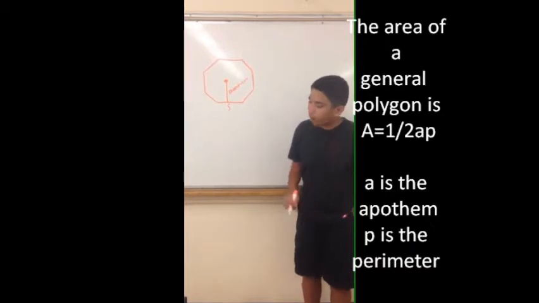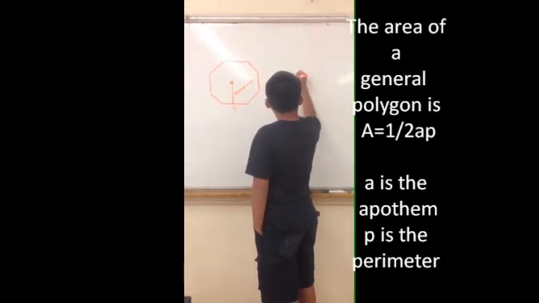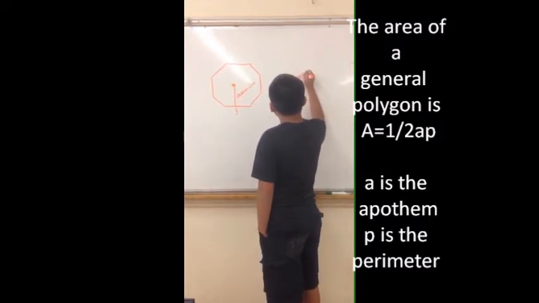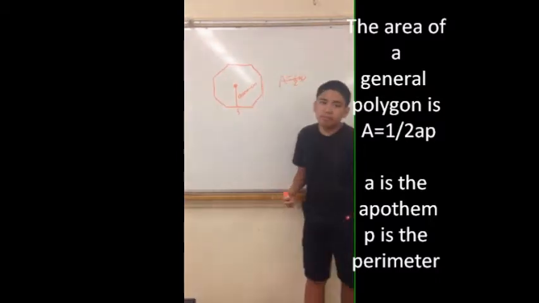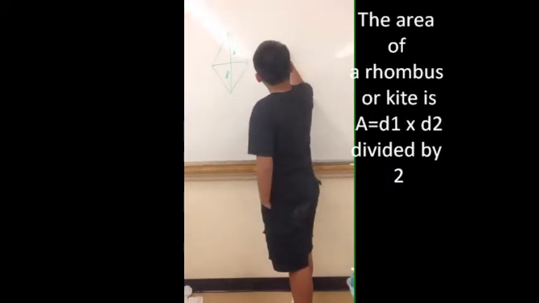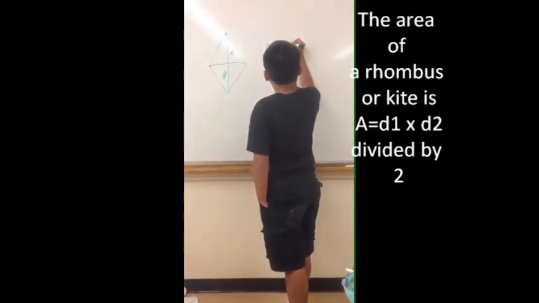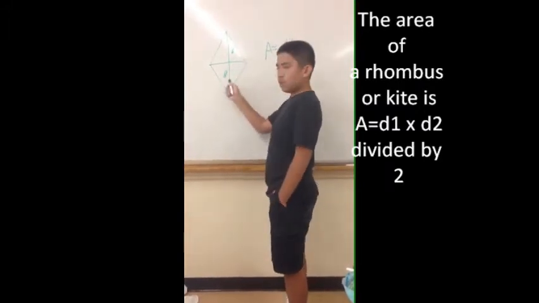The area of general polygons is A equals 1/2 times a polygon's perimeter. The area of a rhombus is D1 times D2, which should be right here, and divided by 2.